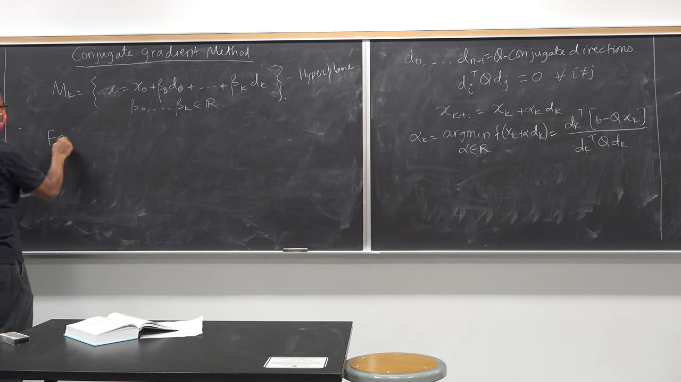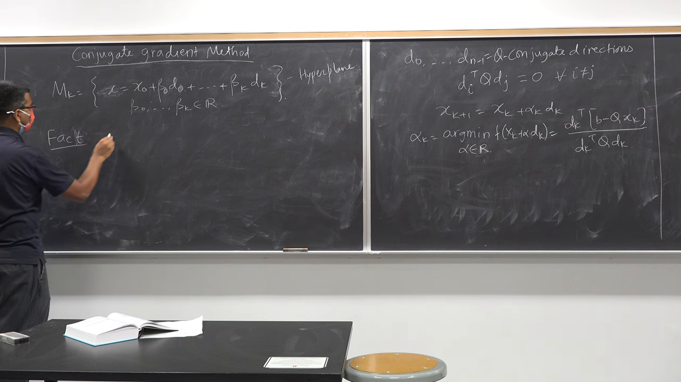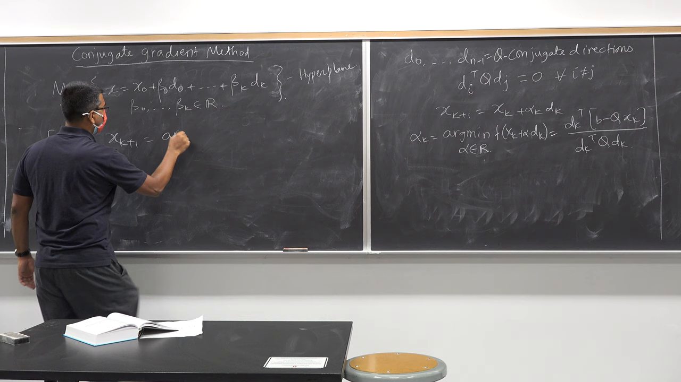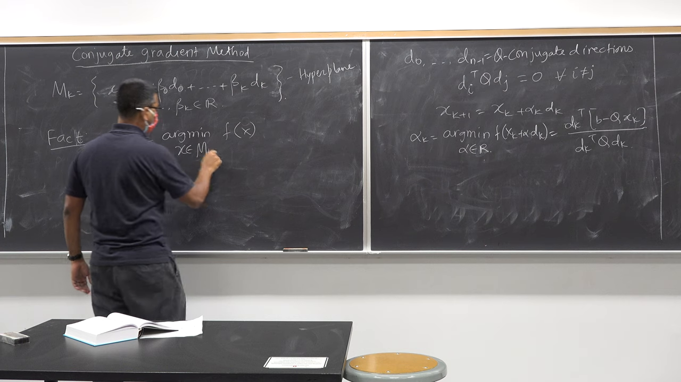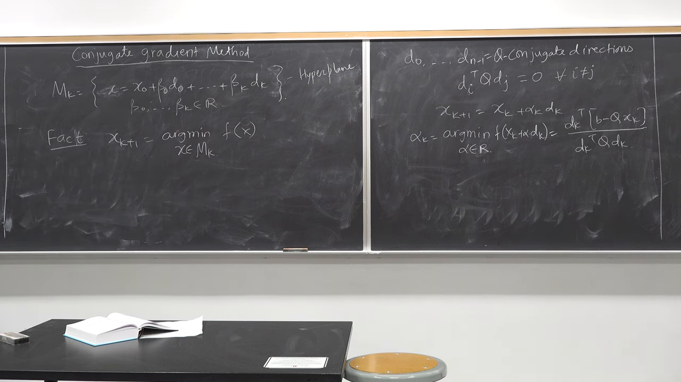So the fact is, x_{k+1} is argmin of f of x in M_k. So x_{k+1} will be the minimum value of the function as long as you are restricting yourself to this particular hyperplane. Any questions so far?